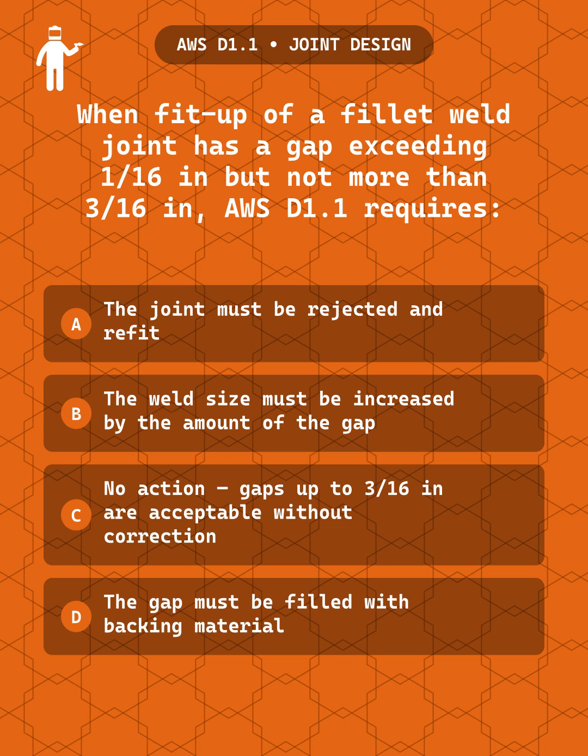Question 4. When fit up of a fillet weld joint has a gap exceeding 1/16 inch but not more than 3/16 inch, AWS D1.1 requires what? Is it A, the joint must be rejected and refit, B, the weld size must be increased by the amount of the gap, C, no action, since gaps up to 3/16 are acceptable without correction, or D, the gap must be filled with backing material?